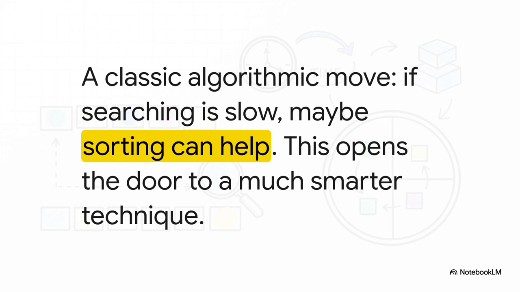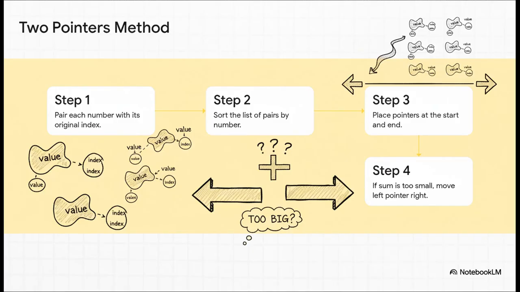Just picture it. You put one finger on the very first number in the sorted list and another finger on the very last one. Now here's the really clever bit. We can't just sort the numbers, because if we do, we'll lose their original positions, and we need those for the answer. So as you see in step 1, first we have to bundle up each number with its original index. Then we can sort that list of bundles.